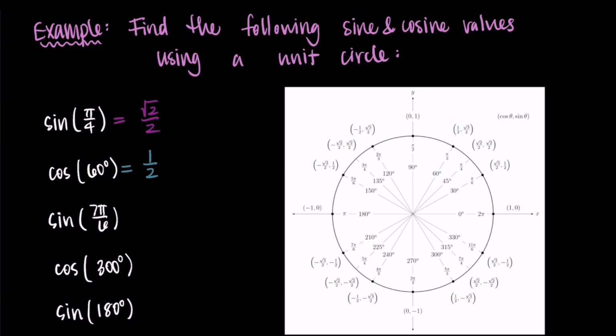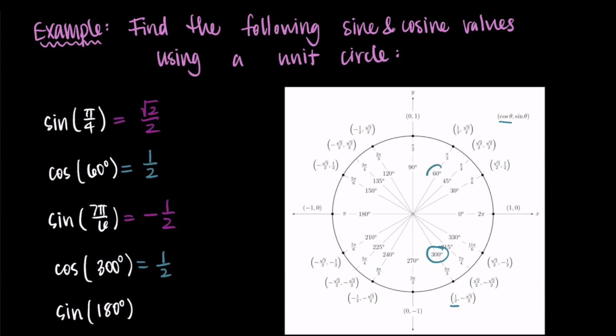Alright, now I'm doing sine of 7 pi over 6. I identify 7 pi over 6 on my unit circle, and I know the sine is the y, so I must have negative 1/2 for my sine of 7 pi over 6. Now, cosine of 300 degrees, I just find 300 degrees. Cosine is the x, so it's positive 1/2.